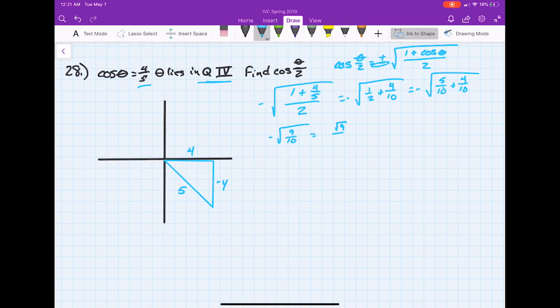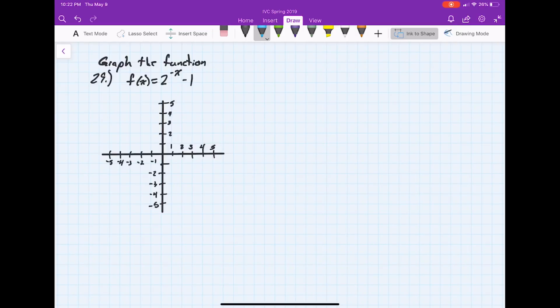And then, of course, we can split that up. So we have square root of 9 over square root of 10, and that's negative. And that's going to equal 3 over square root of 10, of course negative. Then we rationalize the denominators. So square root of 10 over square root of 10. Multiply them. Then we're going to get negative 3 square root of 10 over 10. Final answer.